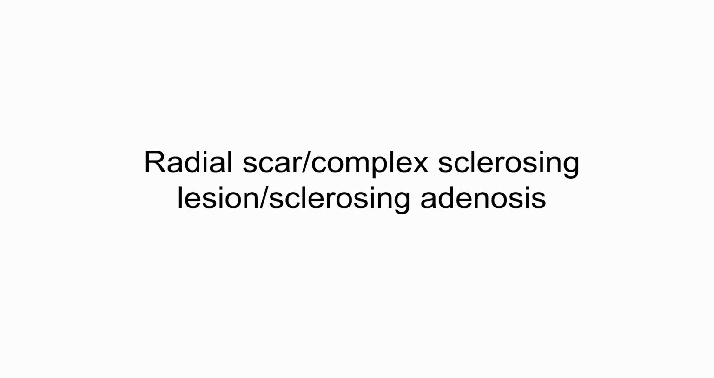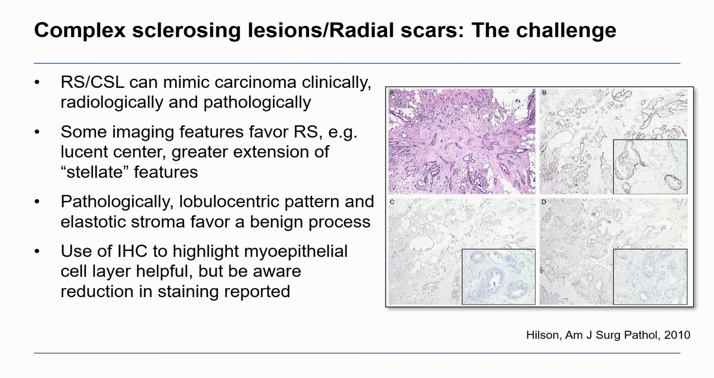Moving now to radial scar and complex sclerosing lesions. The challenge here is that these lesions can mimic carcinoma clinically, radiologically, and pathologically. There are some imaging features that favor radial scar. For example, if there's this sort of lucent center or greater extension of the arms, the sort of stellate features.